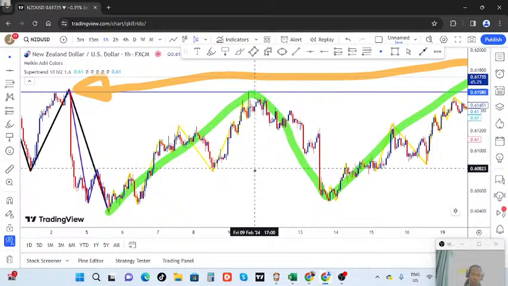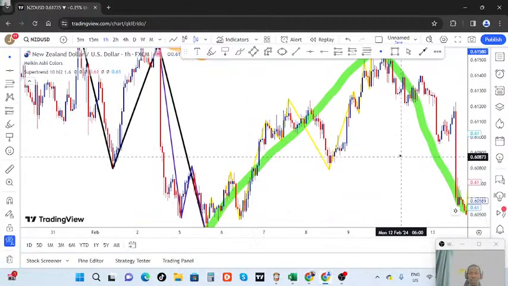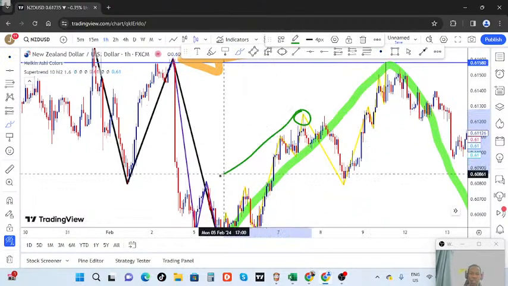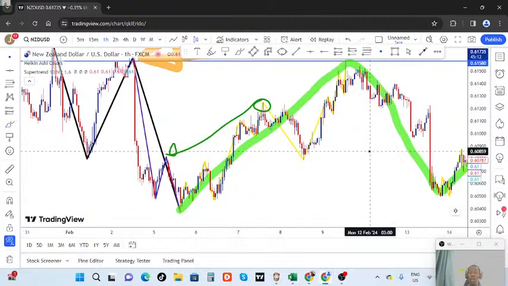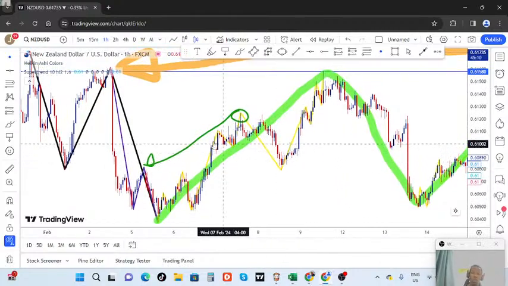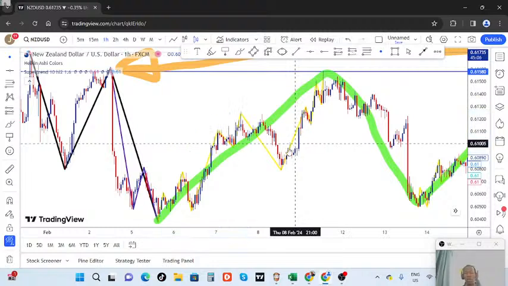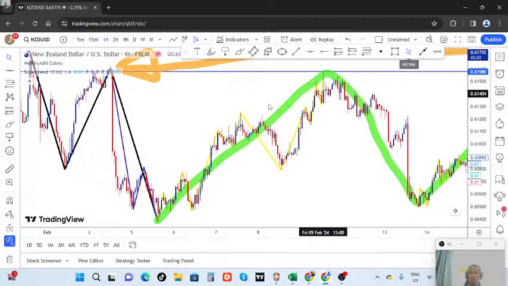So at this point in time, I'm not going to say that when this high right here took out this high here, oh, this is a break of structure. Absolutely not. It is not a break of structure. It is a break of a short-term trend. Automatically it's telling us that this, how do we call that?